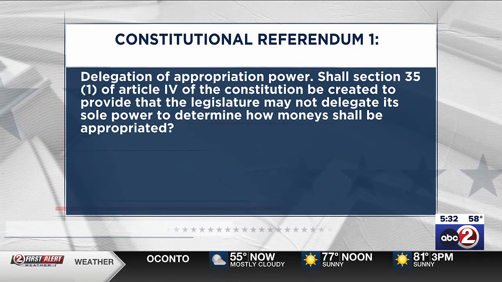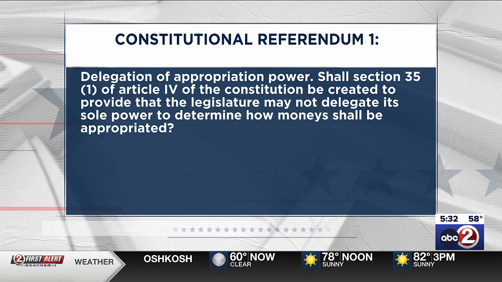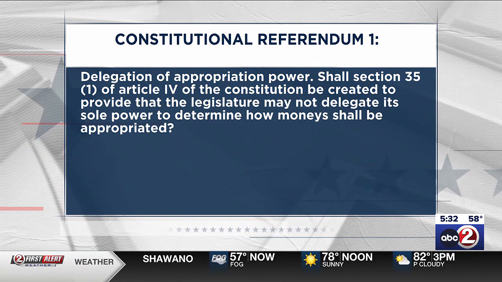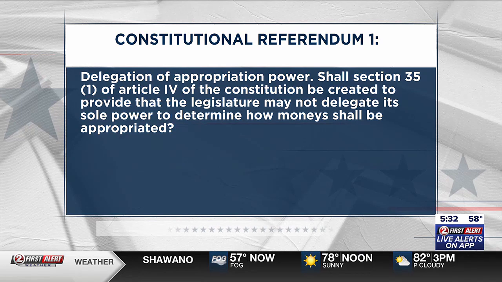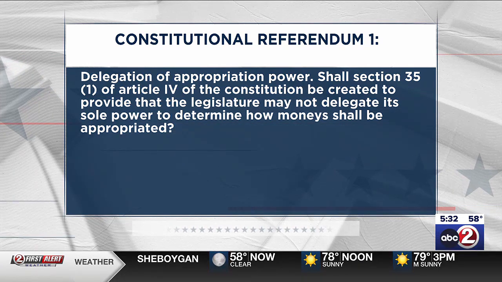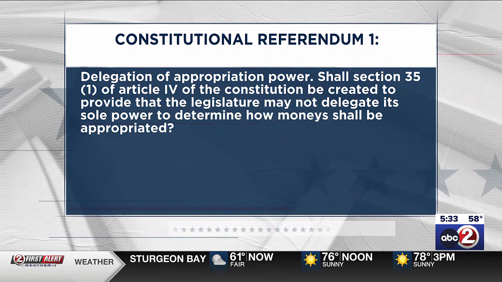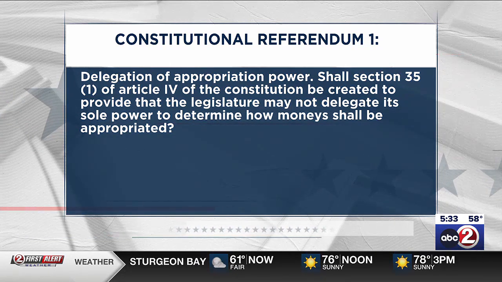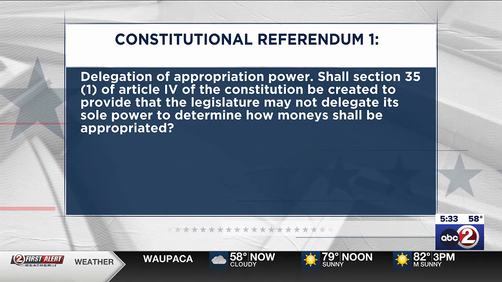It asks if a section of the Constitution should be created to, quote, provide that the legislature may not delegate its sole power to determine how monies shall be appropriated. Basically, voting yes means you want to add the section saying only the legislature can have the power to decide how that money is spent. Voting no means you're against adding that section, and the legislature can still let other agencies make decisions on distributing money.